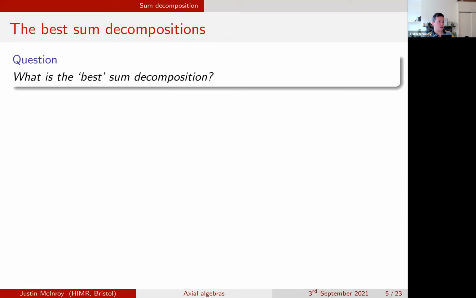So now you might ask, well, I've got these sum decompositions. What's the best sum decomposition I can get? Maybe a better way to say that question is: is there a unique finest sum decomposition? Can I keep on splitting up my sum decomposition into finer and finer sum decompositions such that I get down to a final one, and moreover, that one is unique?